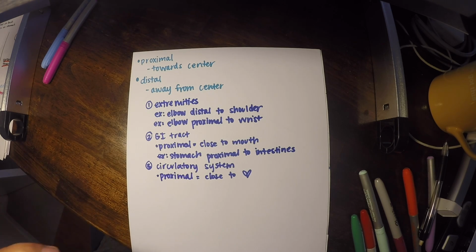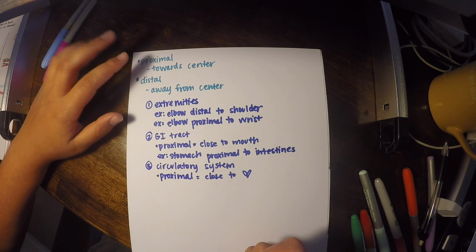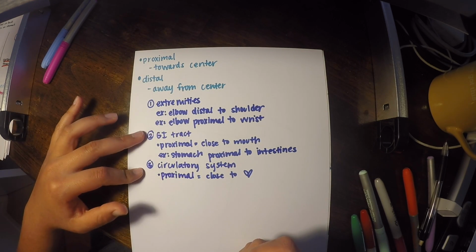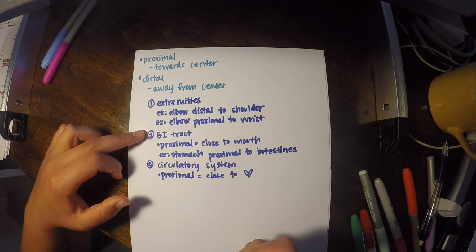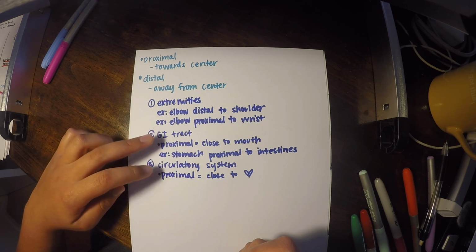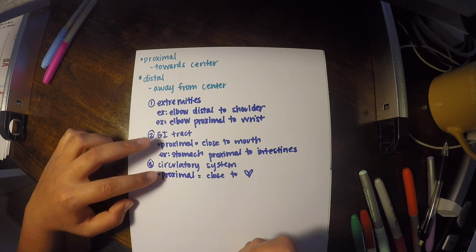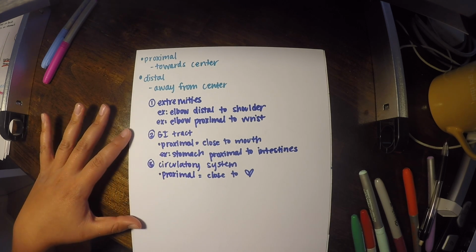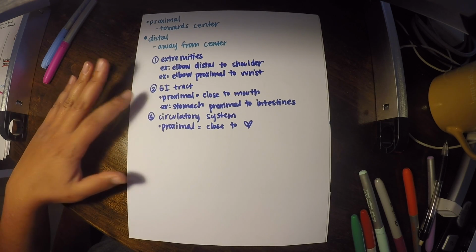Okay, so in terms of proximal and distal, we're always talking about towards the center of your body or away from the center. But the two things that are a little bit different are our digestive tract and our circulatory system. And these are how we decide what proximal means for those two tracts. Now a few more terms that I want to review.